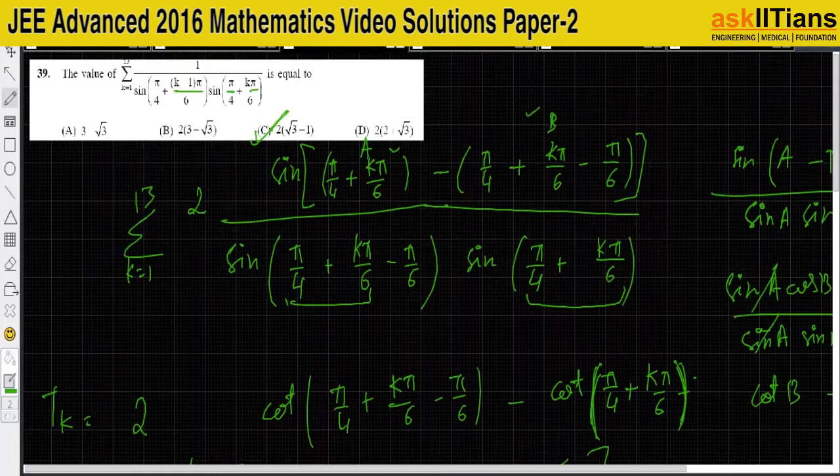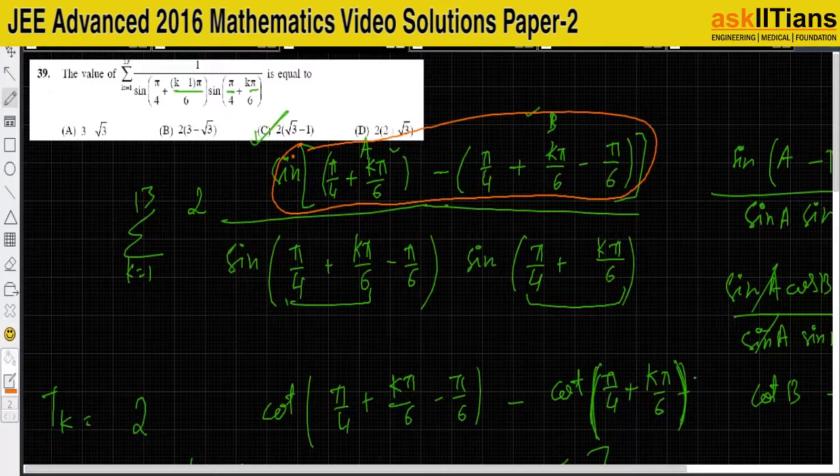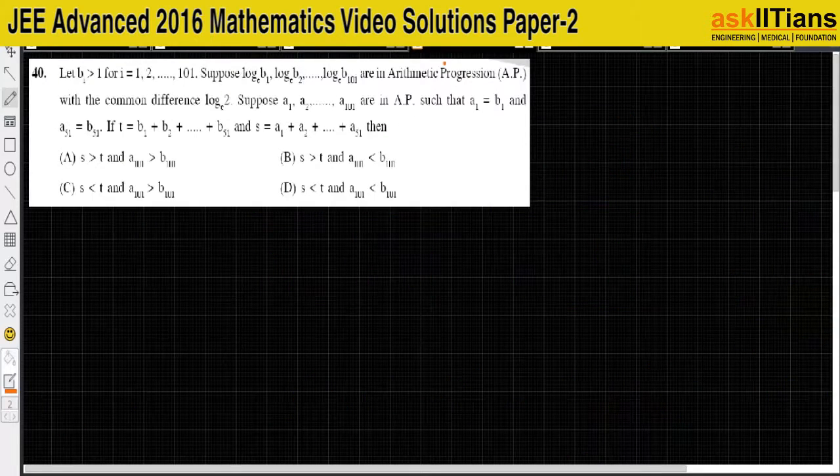This option C is correct. So again, this was an easy question. You just had to figure out that the difference of the angles written in the denominators is pi by 6, so we can create a difference of two terms. Whenever there are questions like this, all you have to do is create a difference of two terms somehow, and then all the terms will get cancelled, and so you will get the value of the summation. Let's move on to the next question.